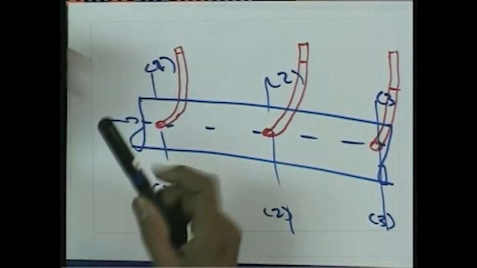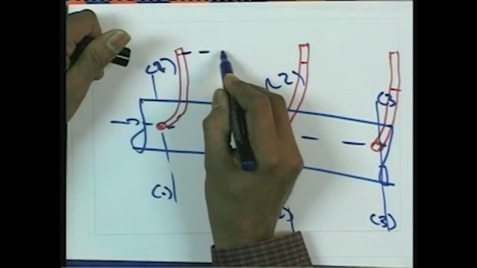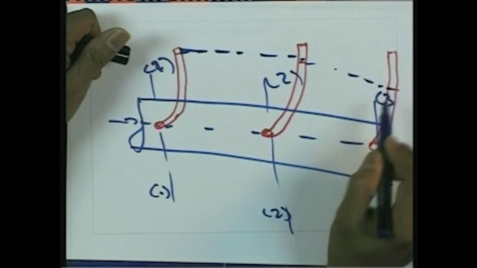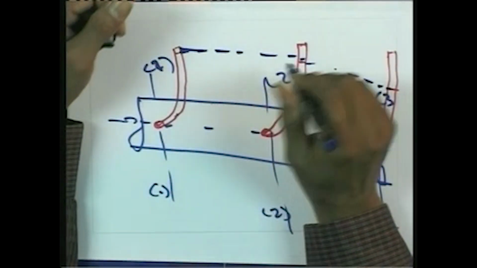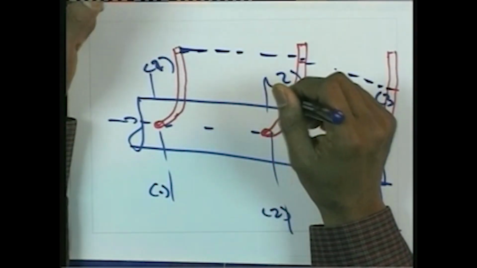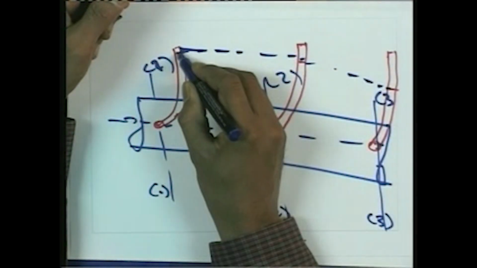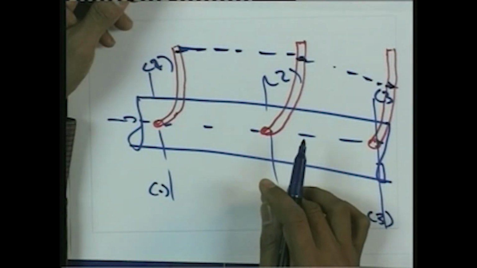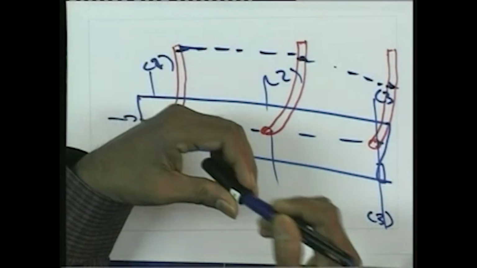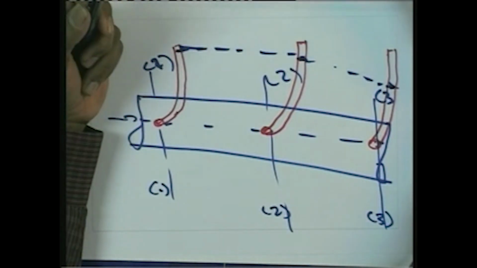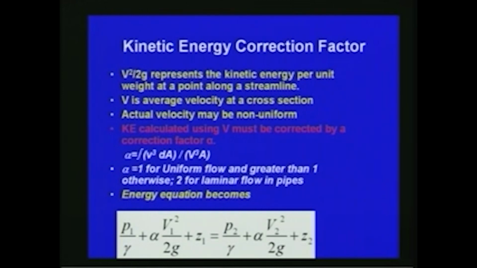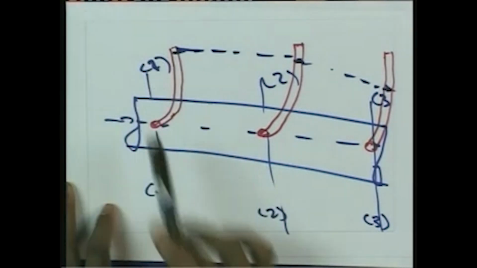So with respect to this, if you just plot the locus of where the pitot tube levels are. So here this is the level, this is the level, this is the level. So this line gives the energy line. Now you can see that the energy line includes the datum head, the pressure head, and the velocity head.